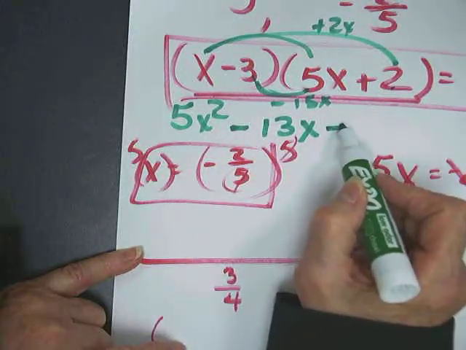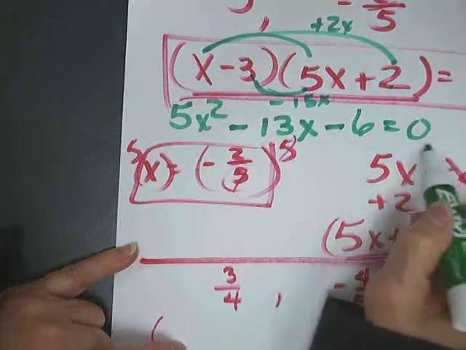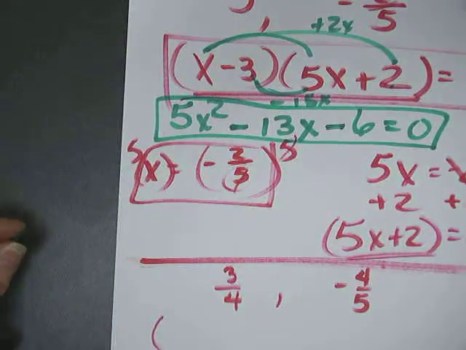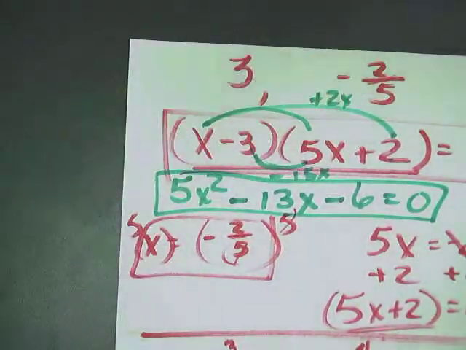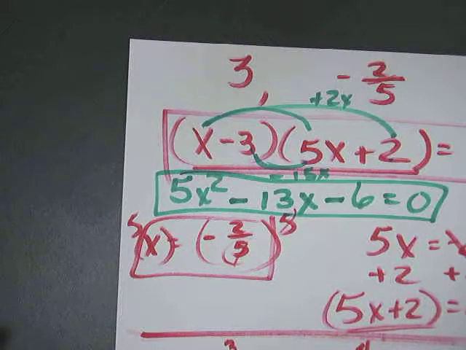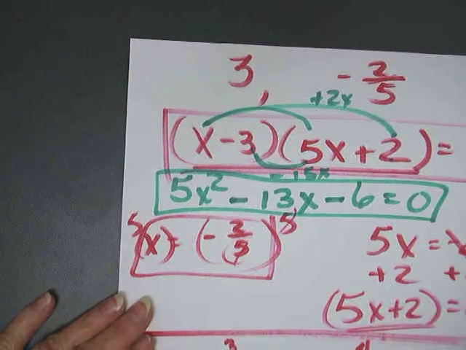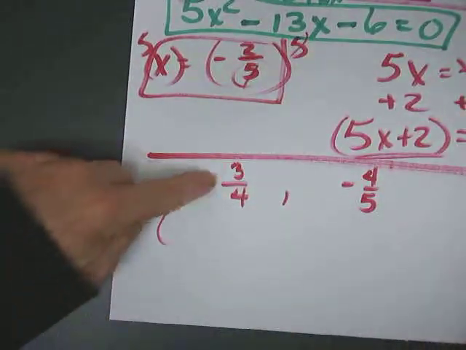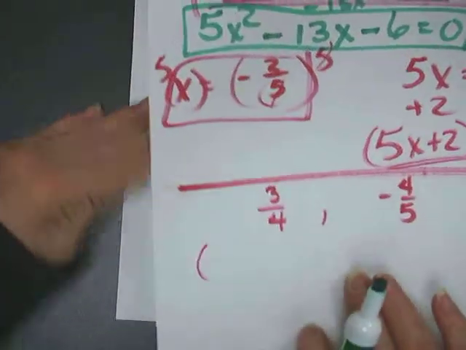5x squared plus 2x minus 15x. So that comes out to -13x. And then last times last, -6, minus 6. So that's actually the quadratic equation that would have those 2 answers.